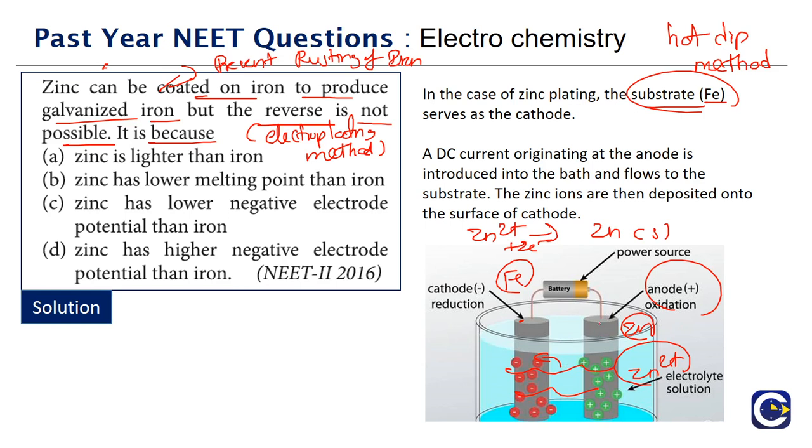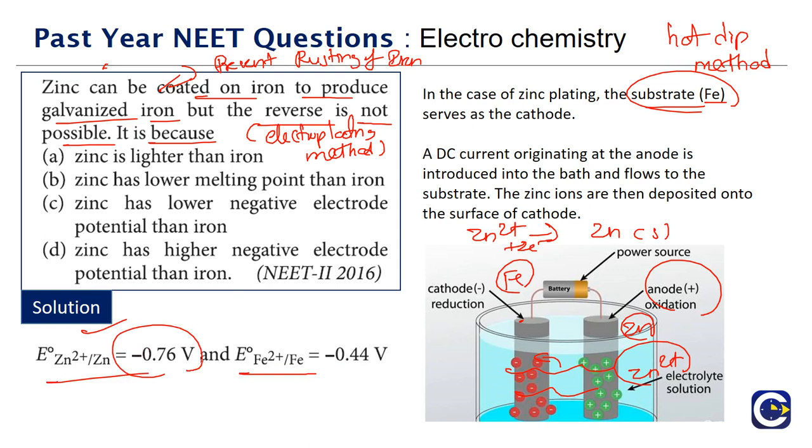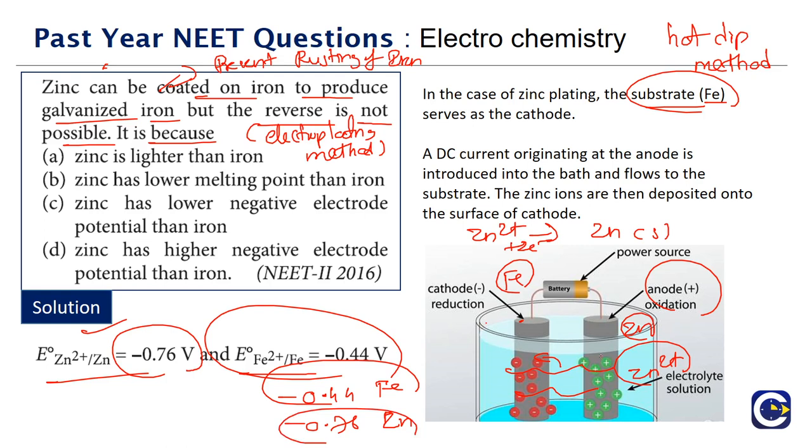If you look at it, what favors this? What favors this is, if you observe the standard electrode potentials of zinc and iron. The zinc standard electrode potential is what? Minus 0.76. Iron is what? Minus 0.44. So if you just look at them, minus 0.44 is iron above, minus 0.76 is zinc below. So iron can act as a cathode and zinc can act as an anode. That is how this is feasible.